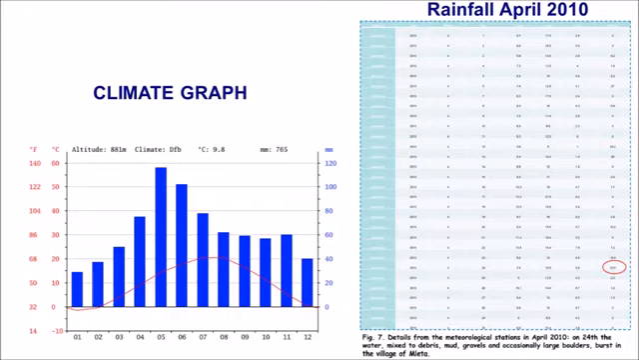This is accompanied also by an increase of the temperatures, and this leads to the snow and the ice on top of the mountain to melt and to soak completely the soil with water, and also the river beds, so the rivers start to overflow. On the right side, we have a rainfall table of April 2010.